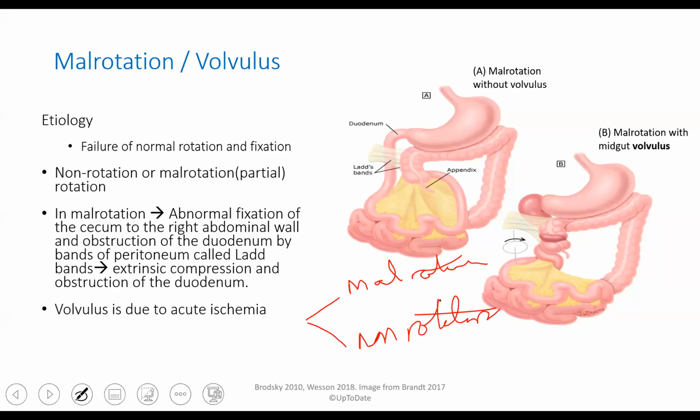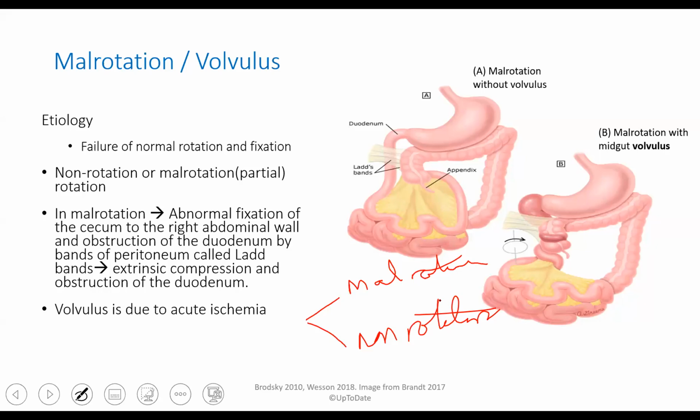Non-rotation, it never moves. Sorry, the cecum is going to be in the left lower quadrant. So it never rotates. It's going to be on the left side, and the rest of the bowel is going to be on the right side. So if you see the cecum on the left side and the rest of the bowel on the right side when you do the enema, that's called non-rotation. And usually it's less complex than malrotation.